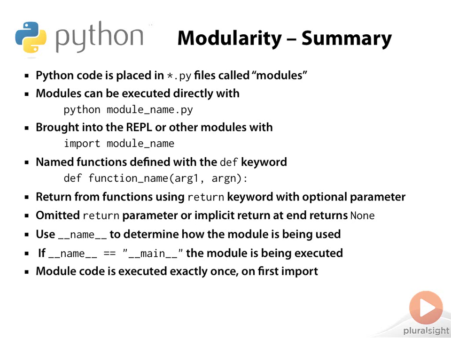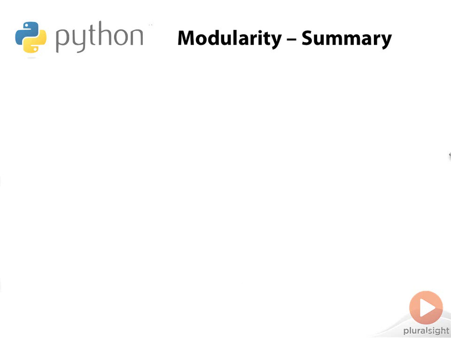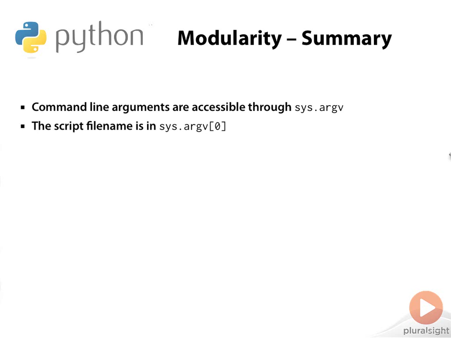Module code is only executed once, on first import. The def keyword is a statement which binds executable code to a function name. Command line arguments can be accessed as a list of strings accessible through the argv attribute of the sys module. The 0th command line argument is the script file name, so the item at index 1 is the first true argument.